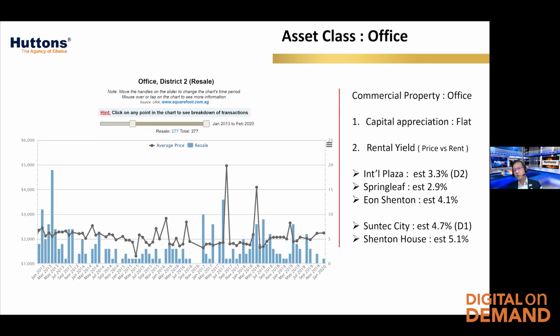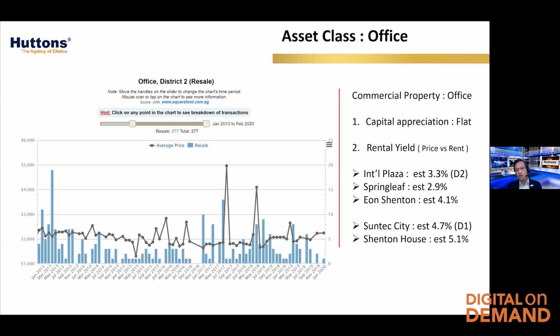You can see for the return yield in District 2, International Plaza, we are getting about 3.3%. Springleaf, we are getting about 2.9%. Eon is great, it's 4.1%. And then you move to District 1, Suntec City, fantastic, 4.7%. This is a great place, ready to invest for your office.